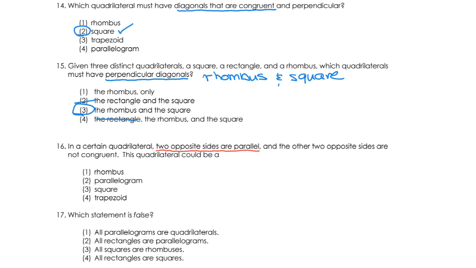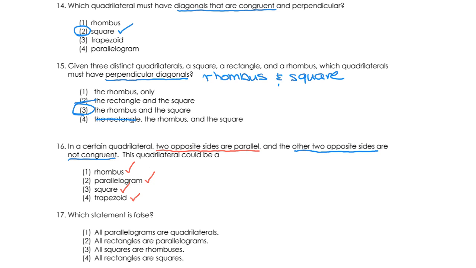Number 16. In a certain quadrilateral, 2 opposite sides are parallel. If I look at all my choices, 2 opposite sides are parallel. And in a trapezoid, 2 opposite sides are parallel, the bases, top and the bottom. And the other 2 opposite sides are not congruent.